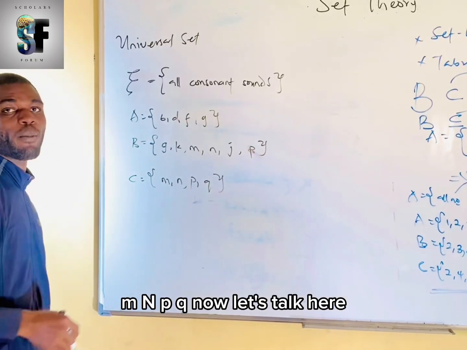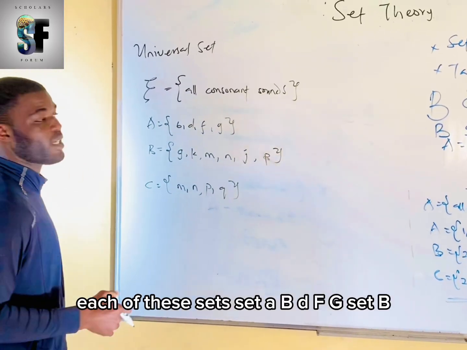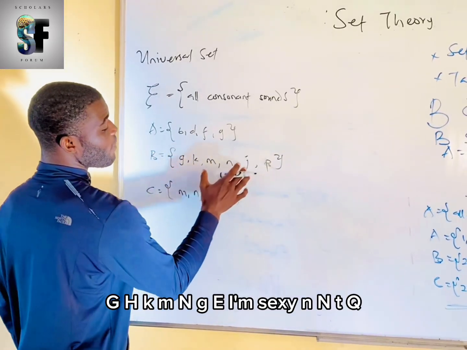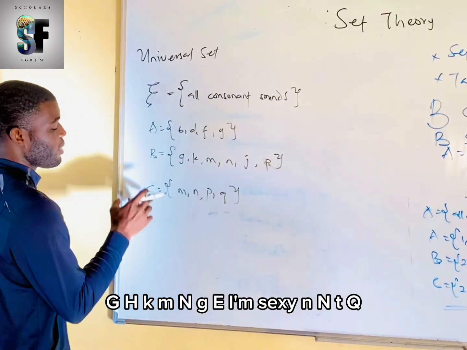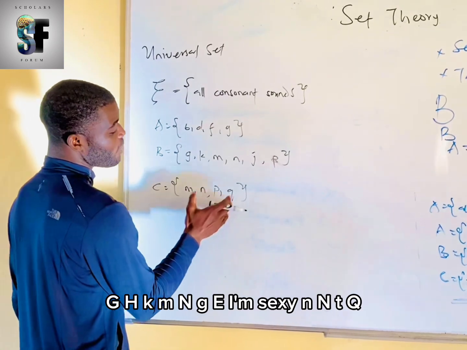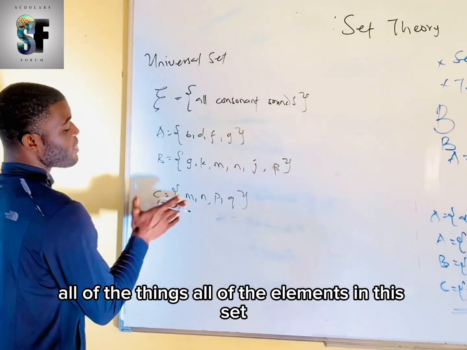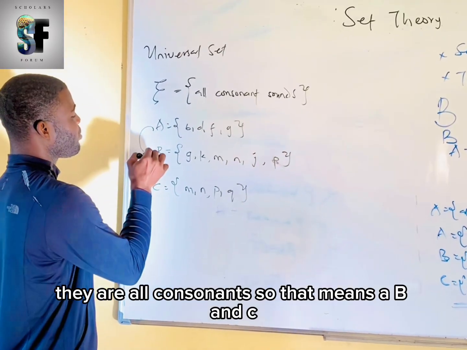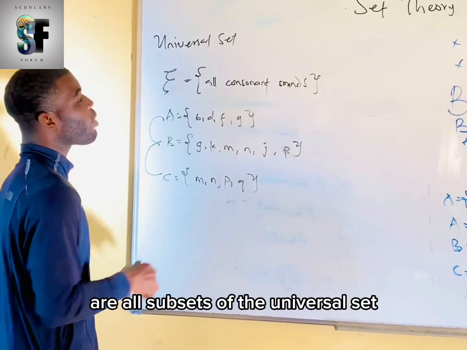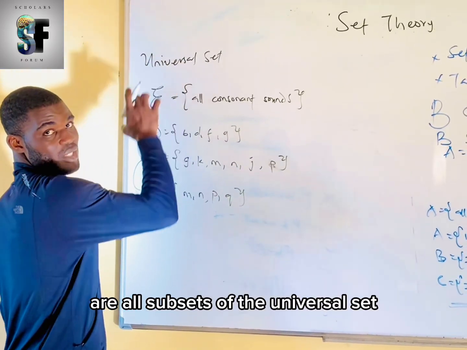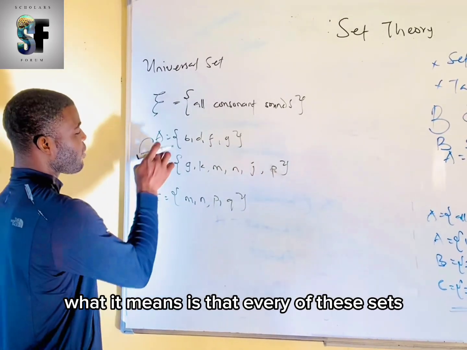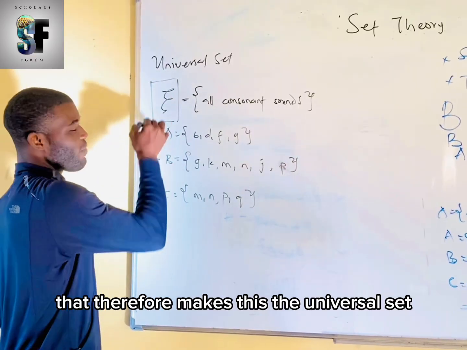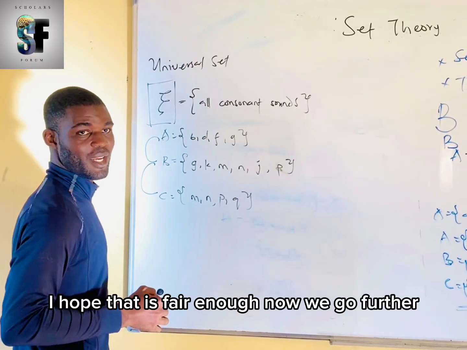Now let's stop here. If you observe each of these sets, set A, B, D, F, G, set B, G, H, K, M, N, J, P, right? Set C, M, N, P, Q. Observing all the elements in these sets, they are all consonant sounds. So that means A, B, and C are all subsets of the universal set. What it means is that every one of these sets is gotten from this set. That therefore makes this the universal set. I hope this idea is clear enough.